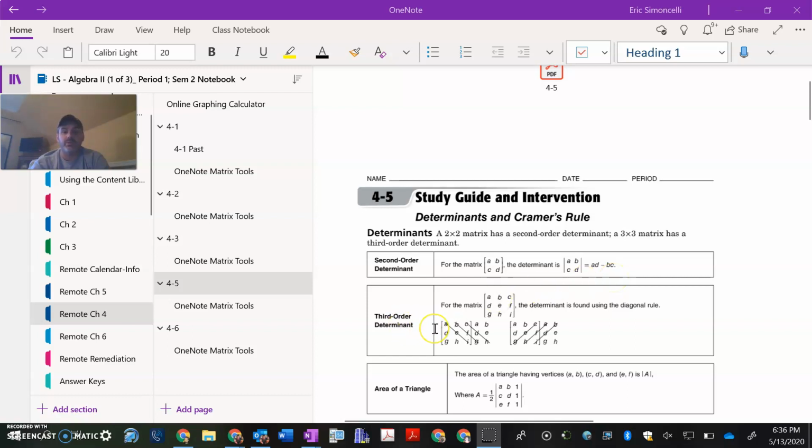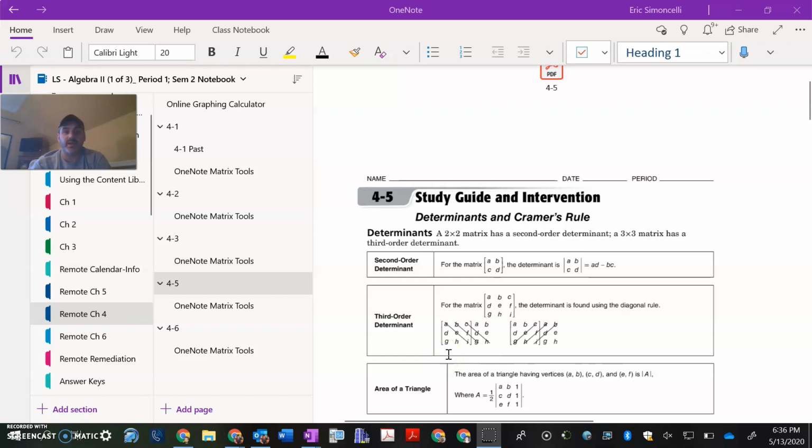A third order determinant is a little bit different. Although it is a square matrix by definition, 3x3 of course, the determinant is found by using something called the diagonal rule. Again, I will ask that you do this both with and without a calculator, as you will run into the same situation with a 2x2, although this is a little bit more complicated. This is your 3x3, let's say, to start with.